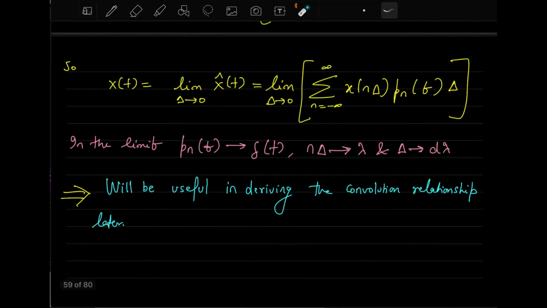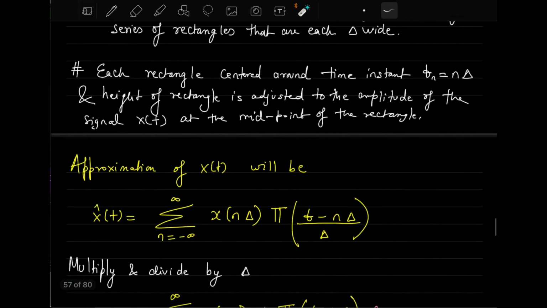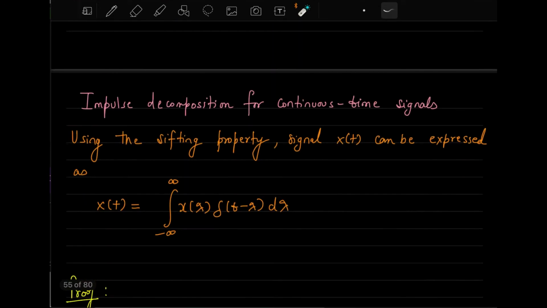Hello. Yes. Sir, earlier we derived a formula, the integral from minus infinity to infinity of x of lambda into delta of t minus lambda. We had this. Okay, what you are saying is that earlier when you were deriving it, you were getting x of lambda 1, right? Something like this. And now why is it like this, right? This is what you are saying, right?